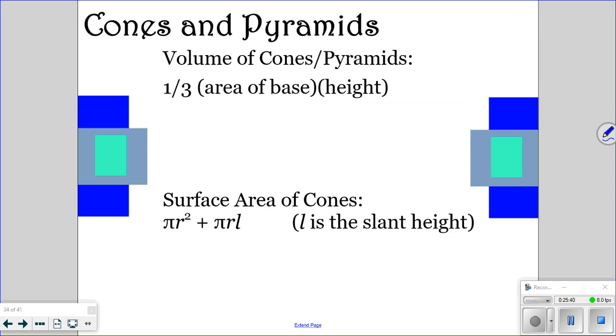Now we're going to look at cones and pyramids. The volume formula for cones and pyramids are both 1/3 area of the base times the height. And then the surface area for a cone is going to be pi r squared, because that's the base, and then pi r L, where L is the slant height. For a pyramid, you would do the area of the base, which is whatever figure it is, and then the area of all of your triangles. So there's not really necessarily a set formula that you would use for a pyramid.